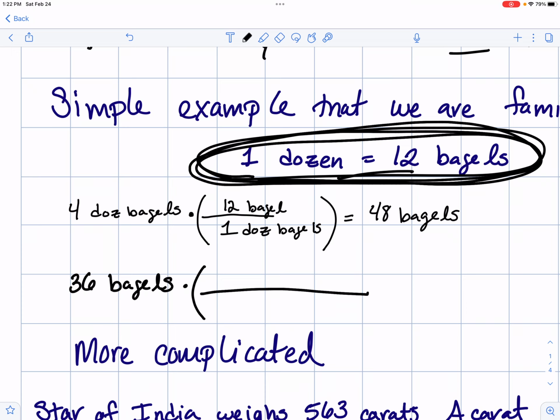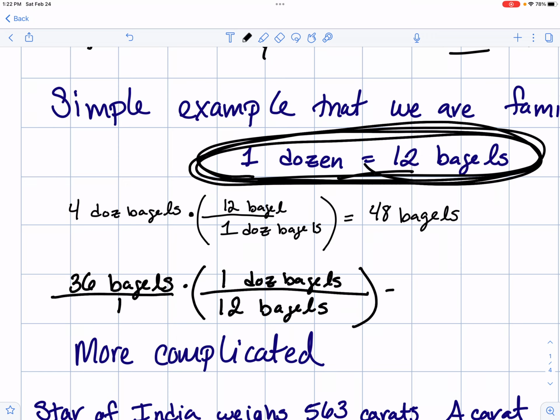And this is technically on top, right? So 36 bagels, technically over the number 1. So bagels is right now on top of my fraction. So I want to get out of bagels, so bagels has to go on the bottom. So I'm going to put 12 bagels on the bottom. So I know that 12 bagels is equivalent to 1 dozen bagels. I'm saying bagels so many times.